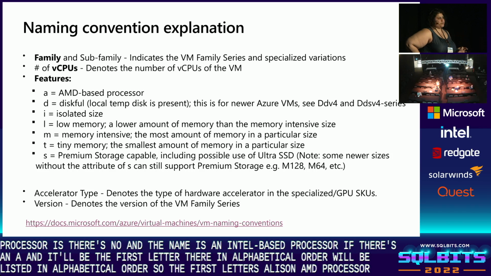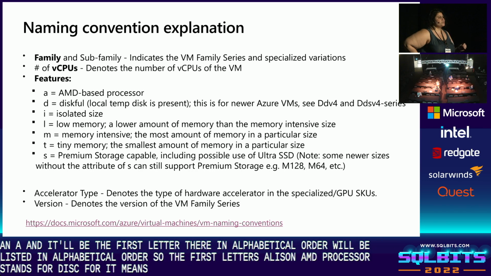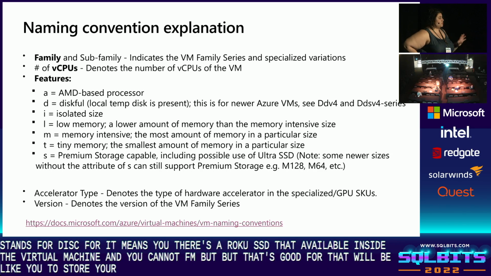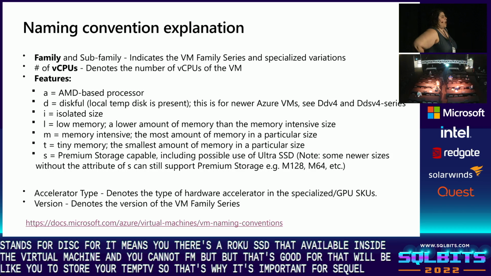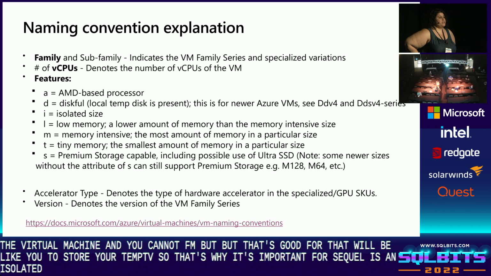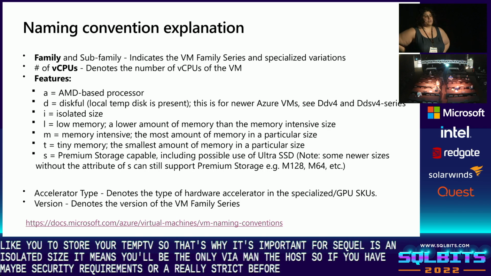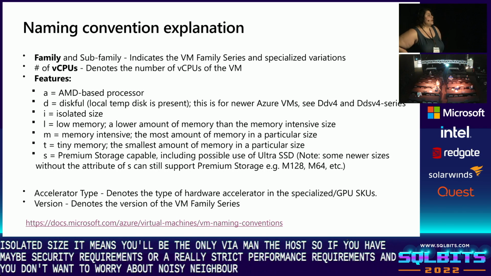D stands for diskful. It means there's a local SSD that's available inside the virtual machine. And it's ephemeral, which means it can go away if the VM fails over. But that's where we like you to store your tempDB. So that's why it's important for SQL. I is an isolated size. It means you'll be the only VM on the host. So if you have maybe security requirements or really strict performance requirements and you don't want to worry about noisy neighbor, then isolated sizes are for you.